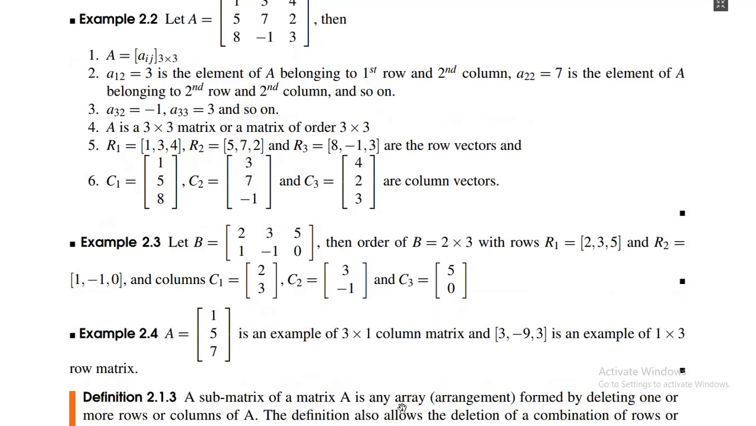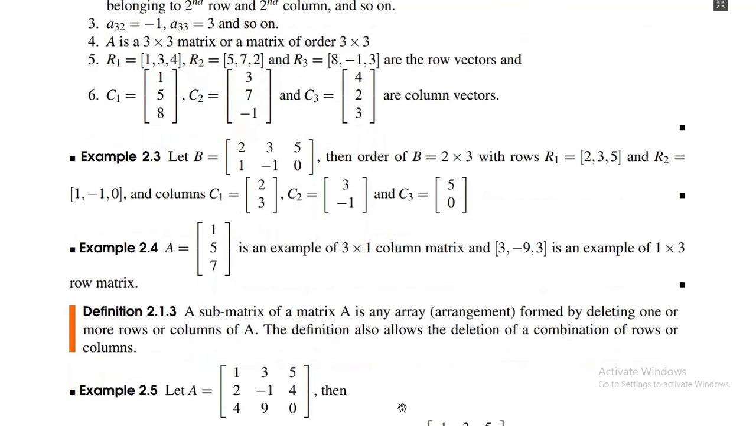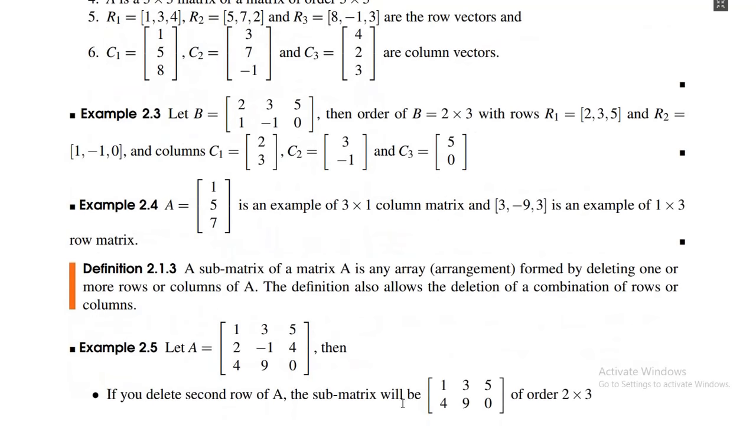Now another example: let matrix A be given as the column 1, 5, 7. It is an example of a 3 by 1 column matrix. And 3, minus 9, 3 is an example of a 1 by 3 row matrix. And another example deals with submatrices.